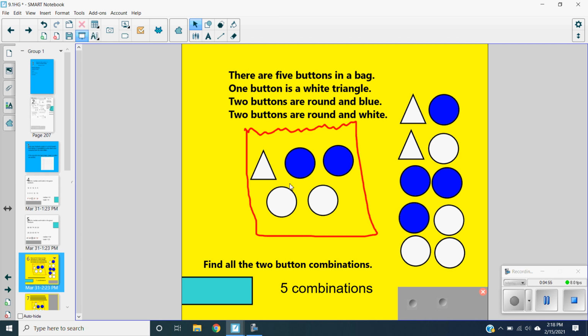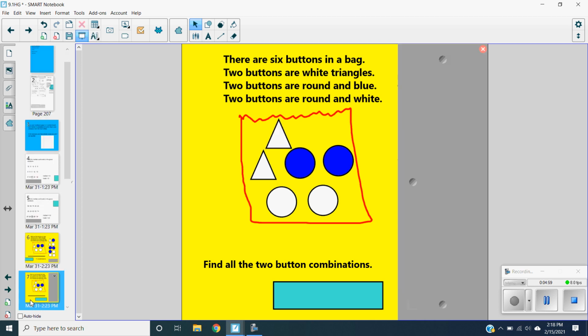found using this bag. Let's try another problem just like that one. This time, you'll notice that there are 6 buttons, and there's 2 white triangles, 2 blue round buttons, and 2 white round buttons. Can you find the different combinations? Press pause and play when you're ready to check.